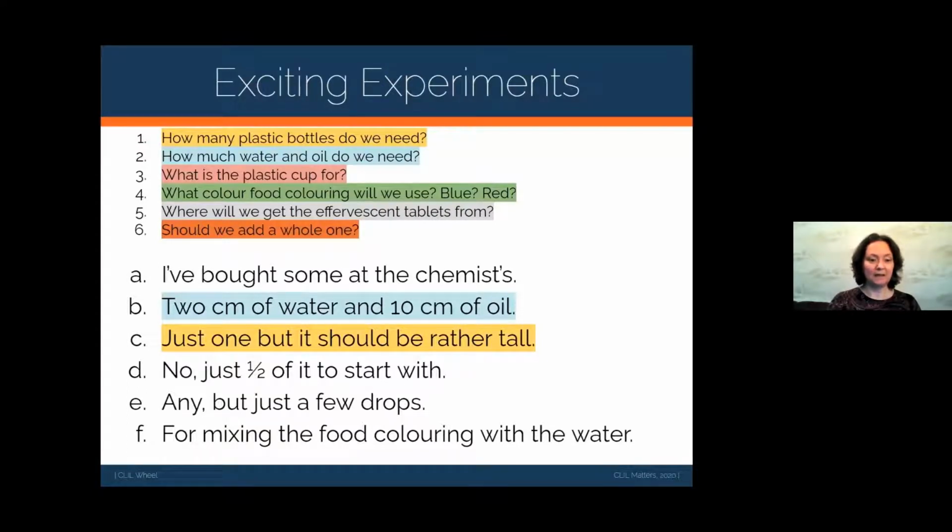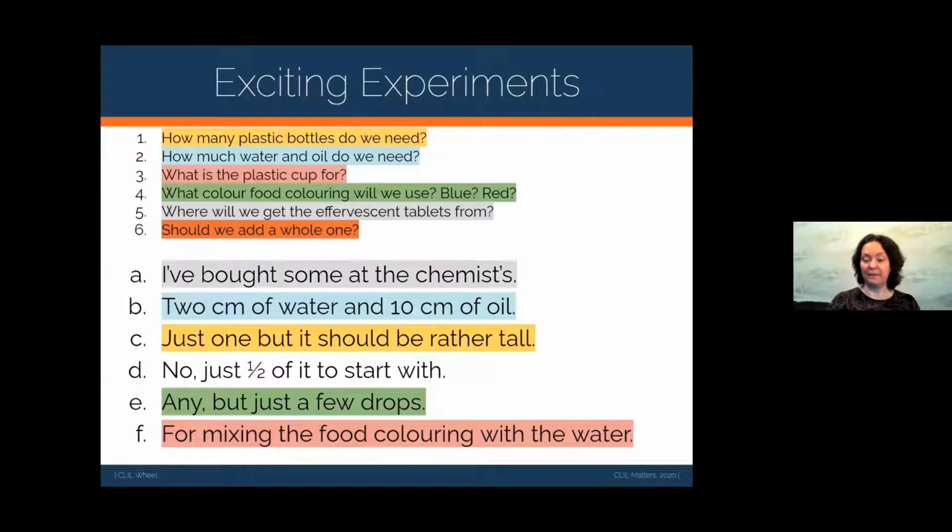What is the plastic cup for? For mixing the food coloring with the water. What color food coloring will we use? Any, but just a few drops. And where will we get the effervescent tablets from? I've bought some at the chemist's. And should we add a whole one? No, just half of it to start with.